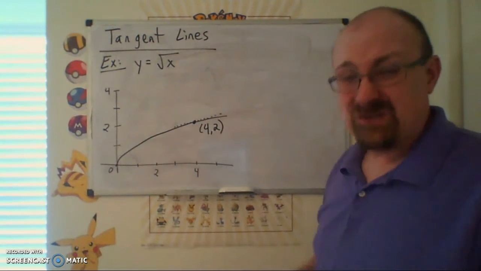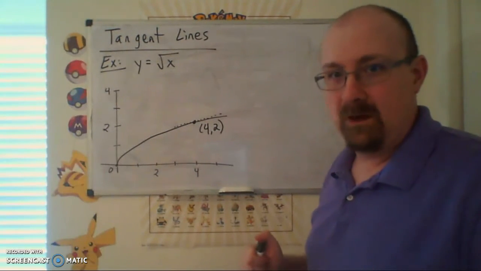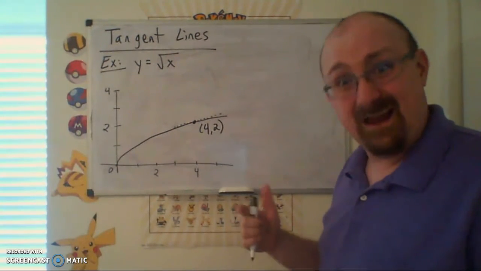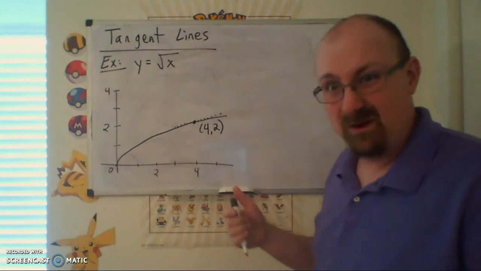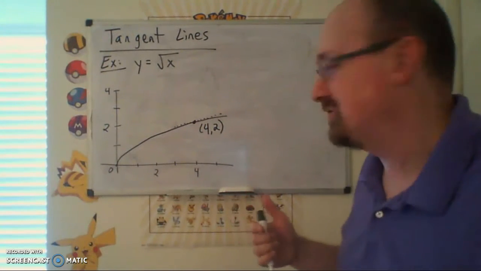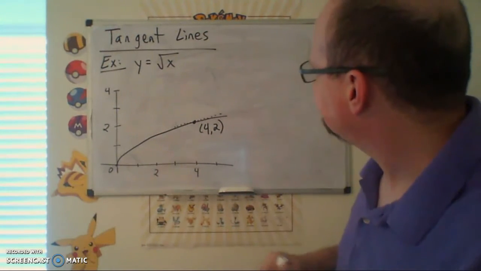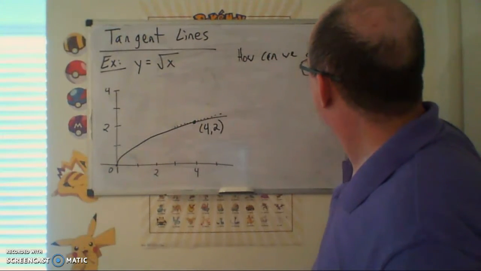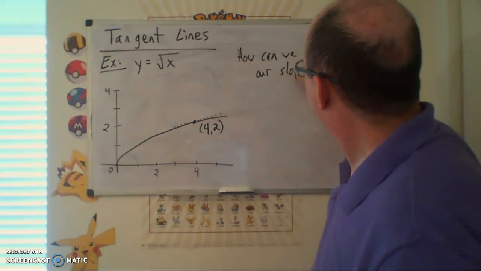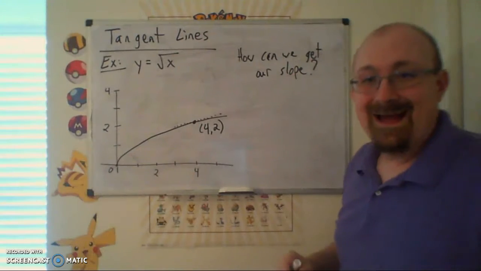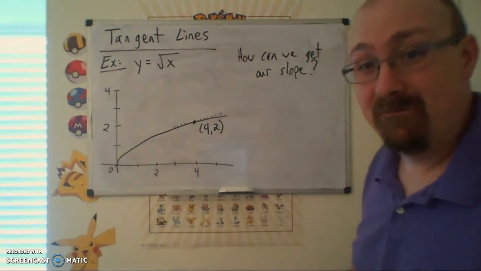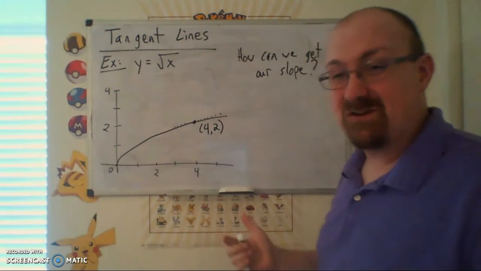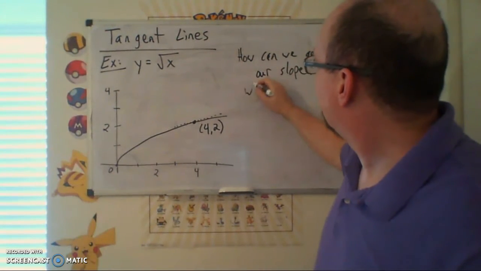That's the only point that we actually know this line passes through, given how we've defined tangency. So that's kind of a problem, right? We've only got one point. Slope requires two in general. So the big question ends up becoming, how can we get at the slope of this line if we don't have a second point on it? This is where the magic of calculus ends up originating.